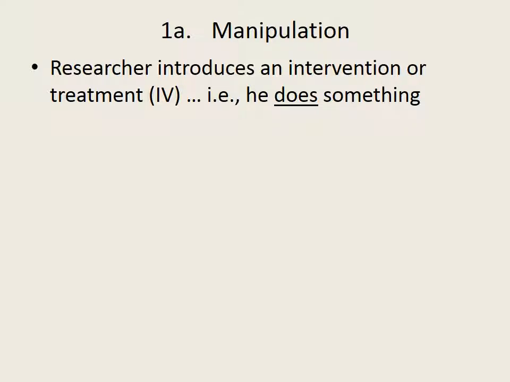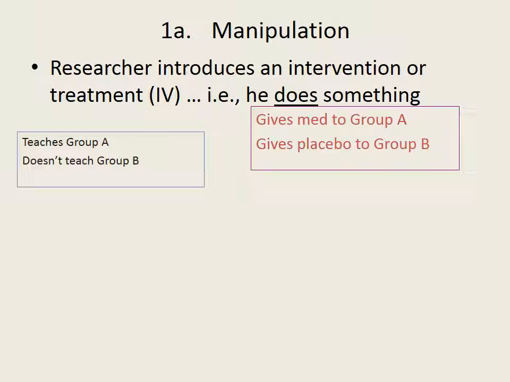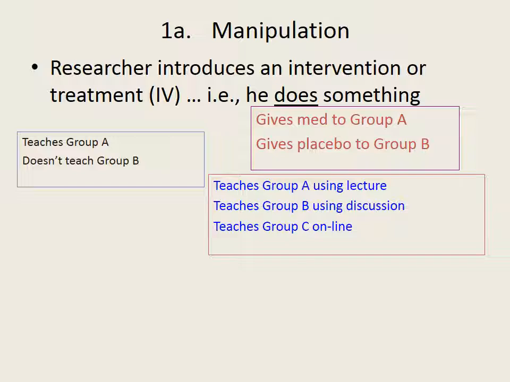So if a researcher introduces an intervention, like they teach to group A and they don't teach to group B, that's manipulation. If we give a med to group A and we give a placebo to group B, that's manipulation. If we lecture to group A, we use discussion for group B, and we just do online for group C, that's manipulation and comparison.